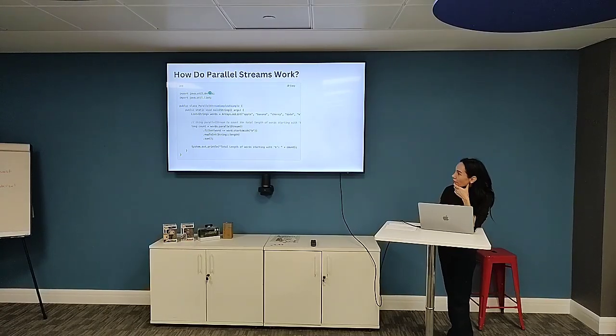This is just a very simple example of a parallel stream. We have a list here. We are working with a parallel stream. We are filtering, mapping it, and returning the result.